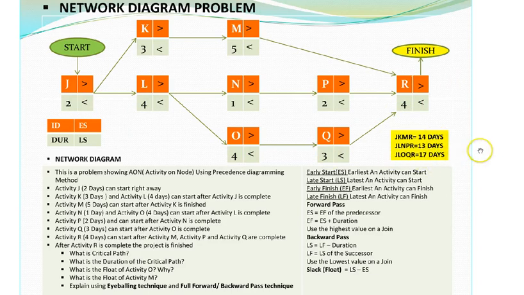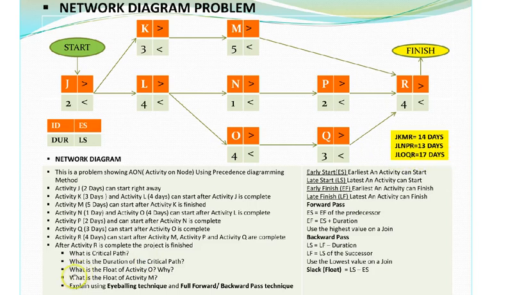So the answer for the question is that the critical path for this diagram is J, L, O, Q, R. Now the following question for this is going to be, what is the duration of the critical path? And we already found that, that's 17 days. So the question could be either or. They might not even ask you what the critical path is, they will just ask you the duration of the critical path. And the duration for this question is 17 days.